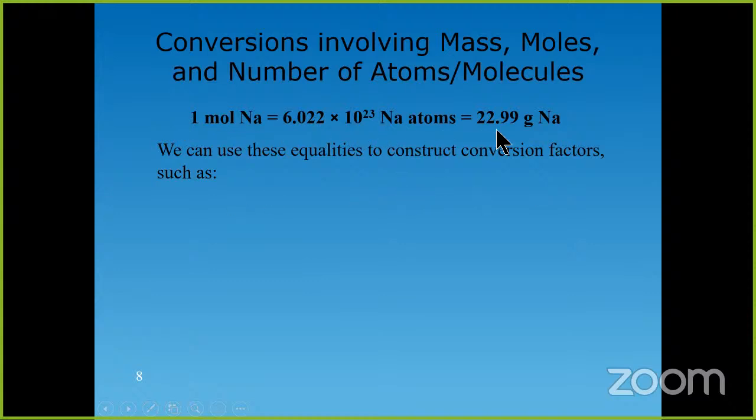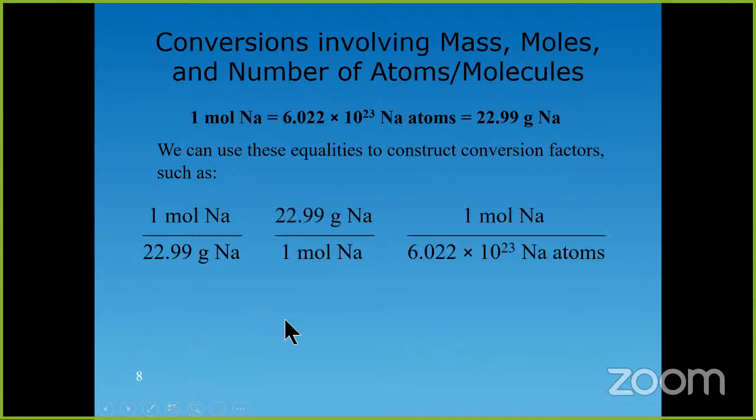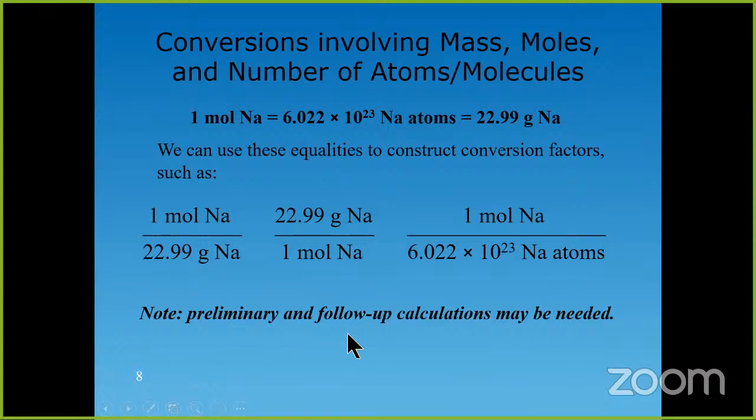So therefore, we can use these relationships to establish certain conversion factors, which we will find useful when it comes to stoichiometric calculations. So we can have, for example, here, showing you the conversion factor, which represents the relationship between the mole of sodium and the mass in grams of sodium. This is the other way of doing it. By flipping this, we get this. And we can also establish the relationship between the moles of sodium and the number of atoms of sodium using this relationship, all right? And then, as stated here, preliminary and follow-up calculations may be needed. And this is what we're going to see later on when we do stoichiometric problems, all right?